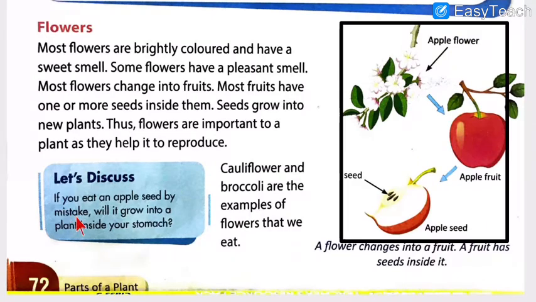So now here one funny thing is written. Let us read. If you eat an apple seed by mistake, will it grow into a plant inside your stomach? Sometimes it happens, not only with apple, orange or any fruit, that by mistake you eat the seeds also. Will the plant grow inside your stomach or not?